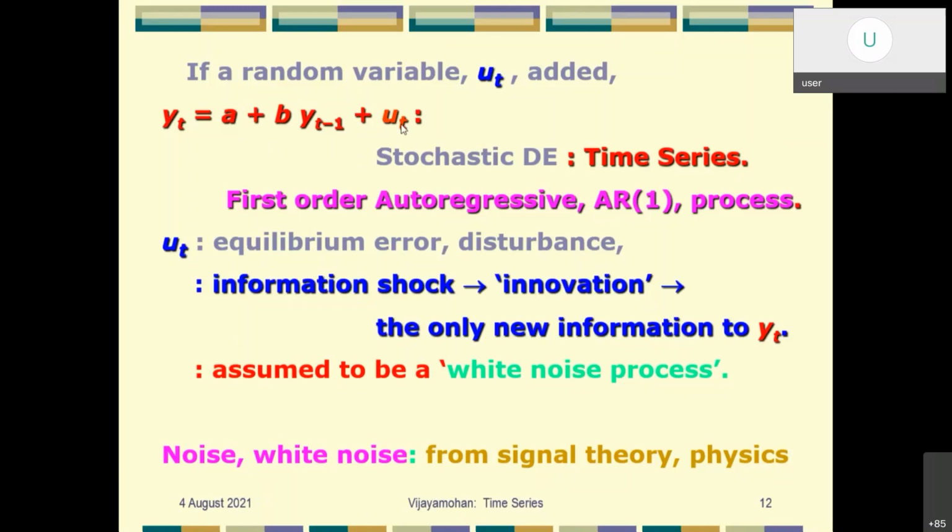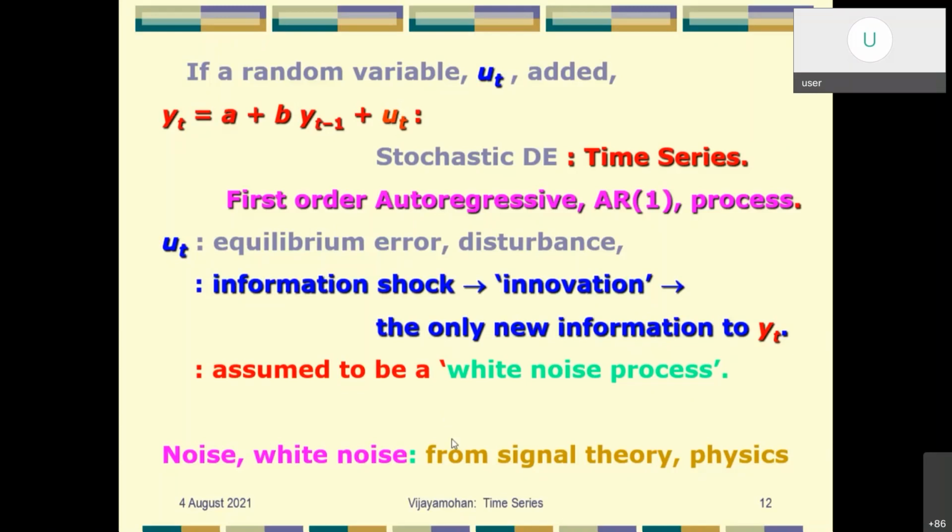New information comes only from ut, and that is why it is called innovation. Since ut is a random variable, it is an information shock. So information comes as a shock. That is why it is called information shock. Every innovation is an information shock. It is random. So in time series analysis, ut is taken as an information shock, or it is called innovation.